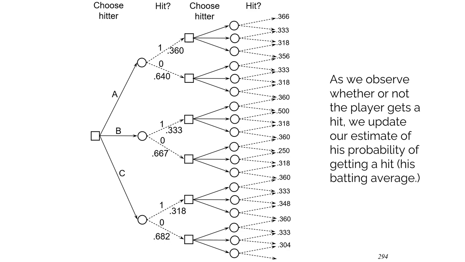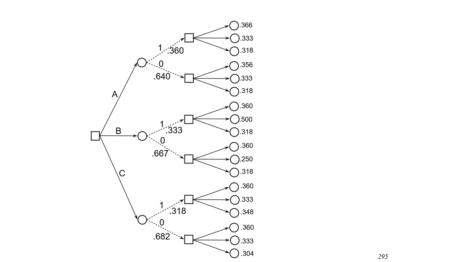Batter B has a batting average of 0.333, and batter C has a batting average of 0.318. Now, after they get a hit, I have another set of decisions of which of the three batters to use, and then one more time, they may or may not get a hit. Now, what we're going to do is roll things back and update the batting averages. As they get hits, we're going to update the batting average.